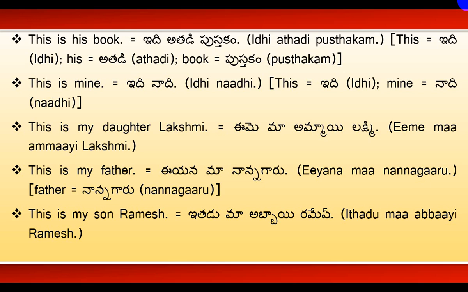This is my son Ramesh means itadu ma abbai Ramesh. Here ma means our, abbai means son. Actually son means koduku, but in this context we can say abbai. Abbai means boy.